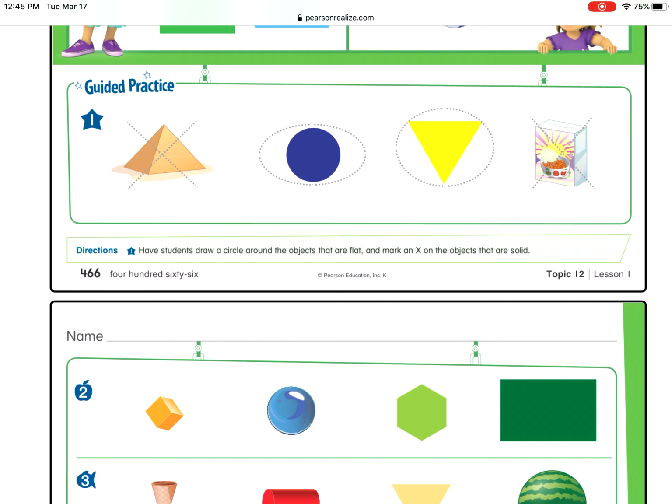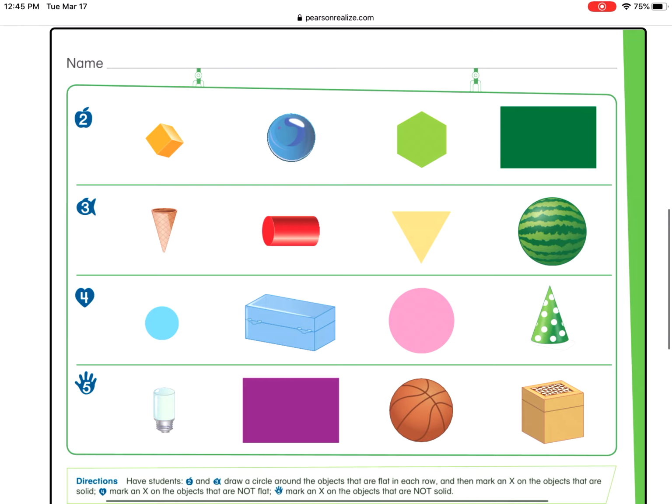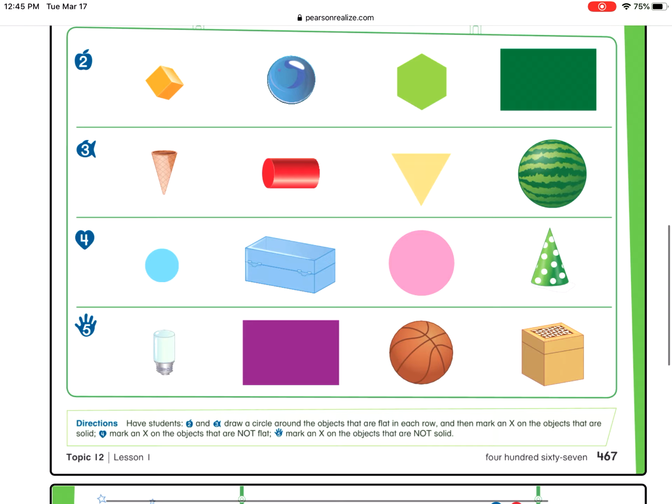Solid shapes are the X's. So the pyramid and the cereal box are both solid shapes, so those are X's. The 2 in the middle, the circle and the triangle, are flat shapes, so they put a circle. Number 2 and 3, you have to do the same thing. You have to draw a circle on the flat shapes and mark an X on the solid shapes.